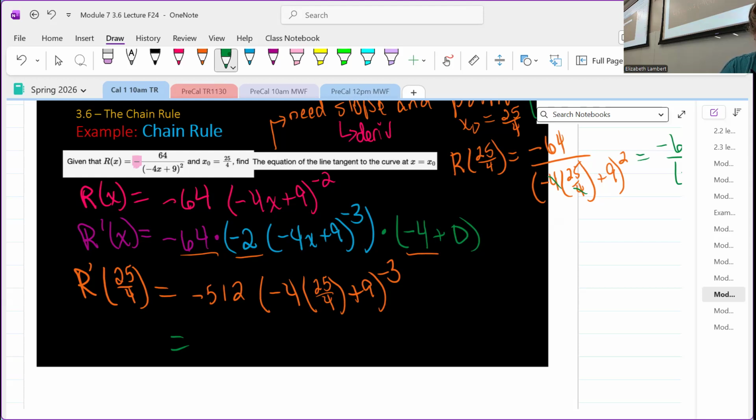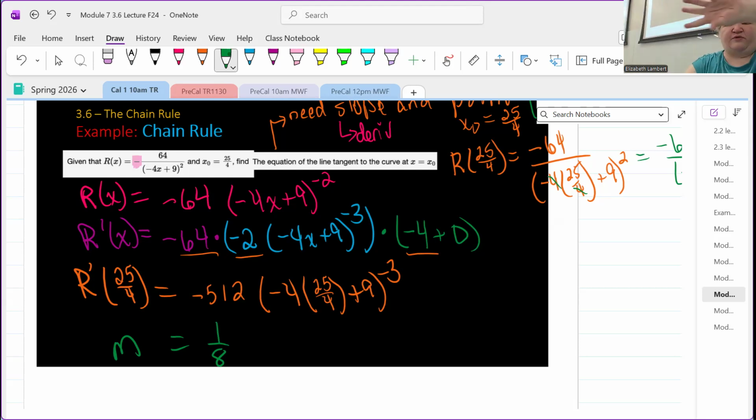Now at this point, I'm just going to type that in. I don't want to think that hard. So negative 512 times open negative 4 times 25/4 plus 9, close that, raised to the negative 3 power. I get the decimal 0.125, which is the fraction 1/8. So that is our slope of the tangent line, 1/8.